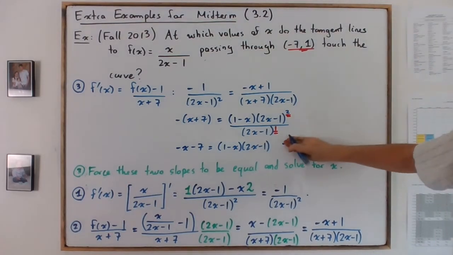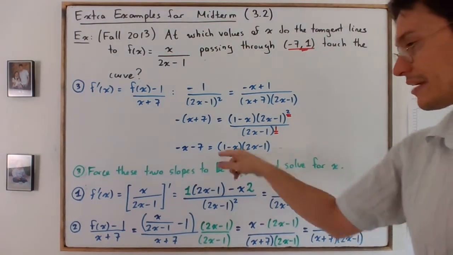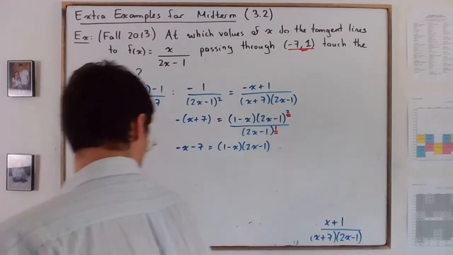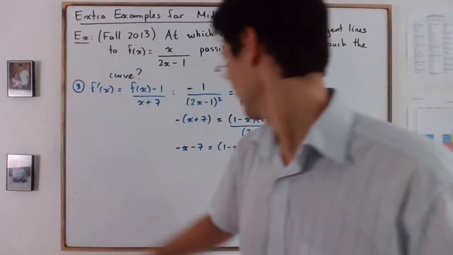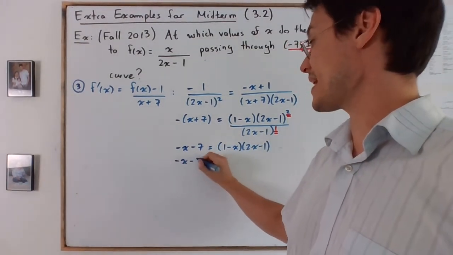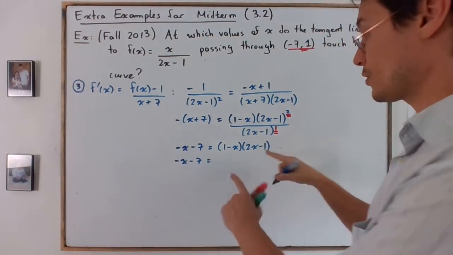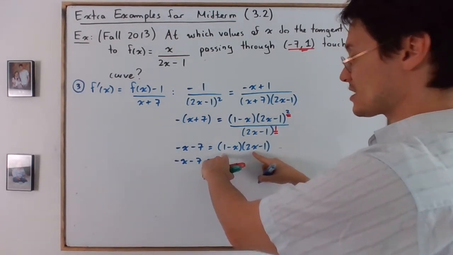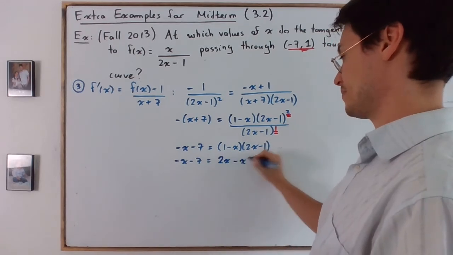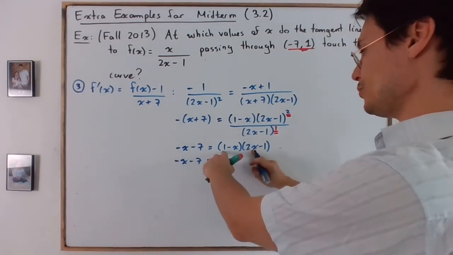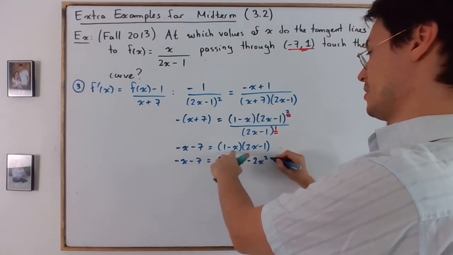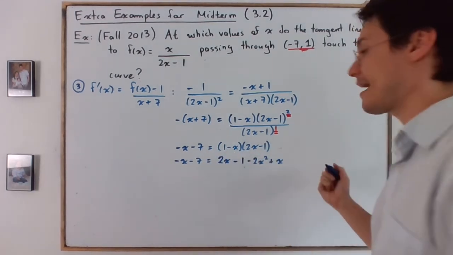Not sure I'm going to have enough space, so I'm just going to continue to write underneath. I don't need this anymore. Okay. Then you need to expand this, obviously. So negative x minus 7 is equal to, what are we going to get? Let's go in order. 2x minus 1 minus 2x squared plus x. Okay, that's what we have.